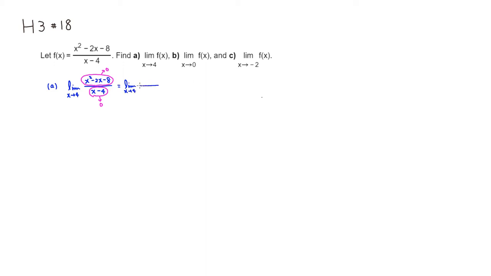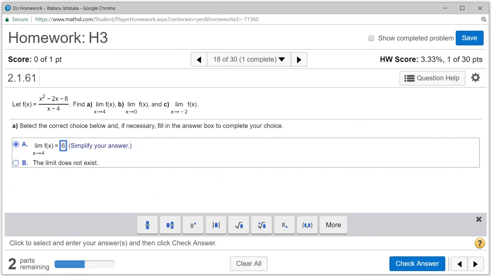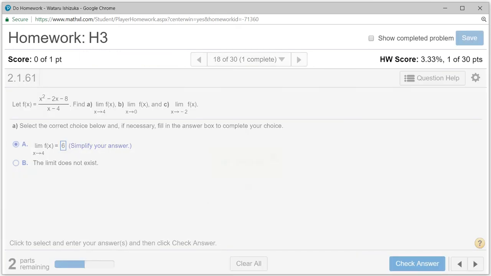If you factor the numerator, you get x minus 4 times the quantity x plus 2, and then you have an x minus 4 on the bottom. Now we can see the common factor on top and bottom, and it cancels out. Then plug in x equals 4: 4 plus 2, so you get 6. Let's type it in. The value is 6. Check the answer. We got that.